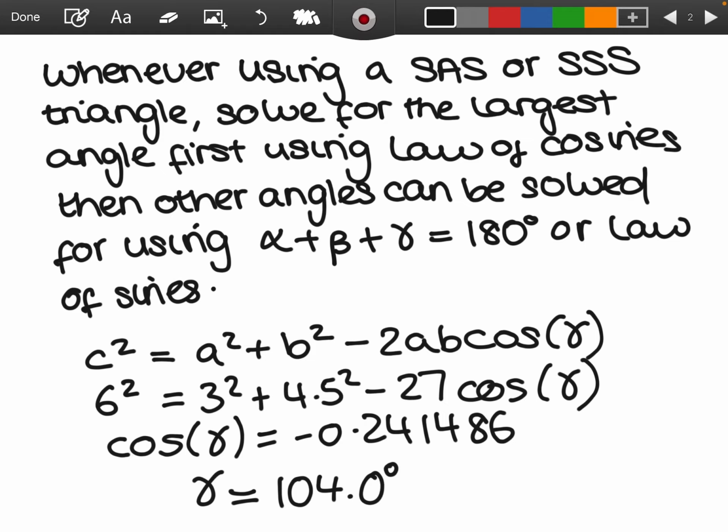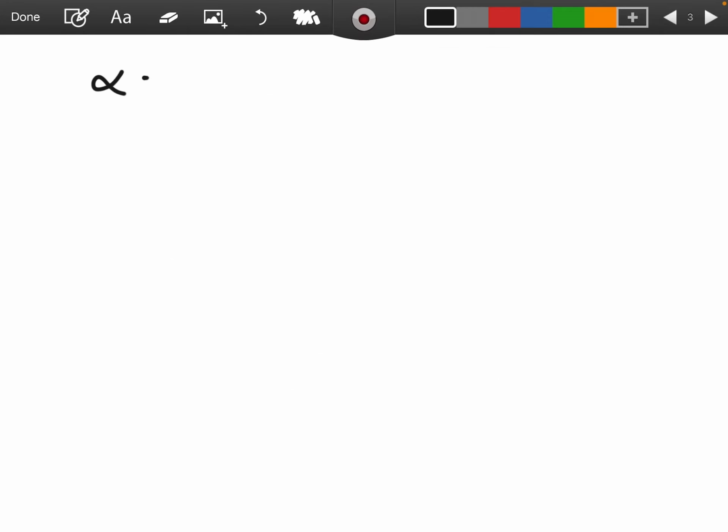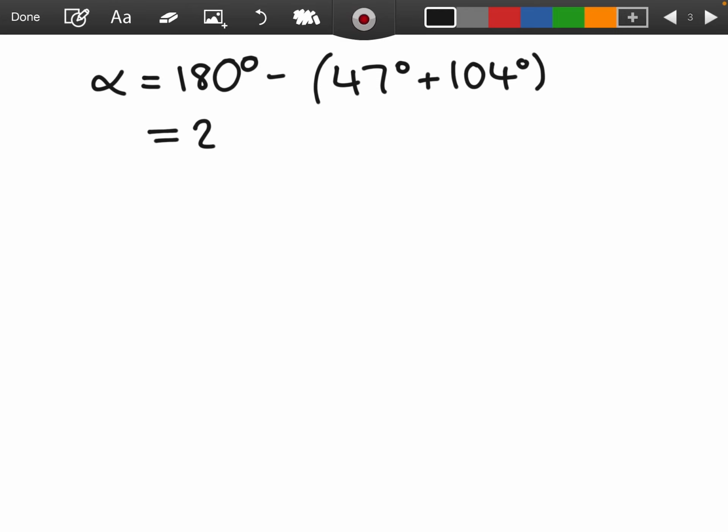So now I've got that angle, and I know that that is my largest angle. So all I have to do now is solve for alpha. So I take 180 degrees and I subtract the other two angles off of it. So I now have alpha, beta, gamma, and all three sides.